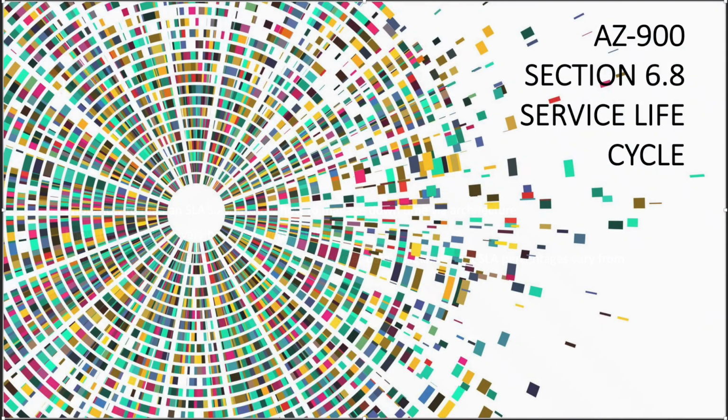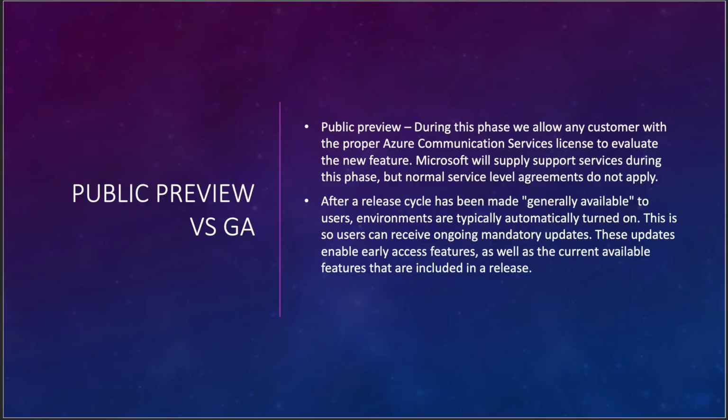The final section of all the study notes, Section 6.8, we're going to talk about the service lifecycle. One of the things that you really do need to stay on top of is that there's a very big difference between what public preview versus general availability, GA, means.